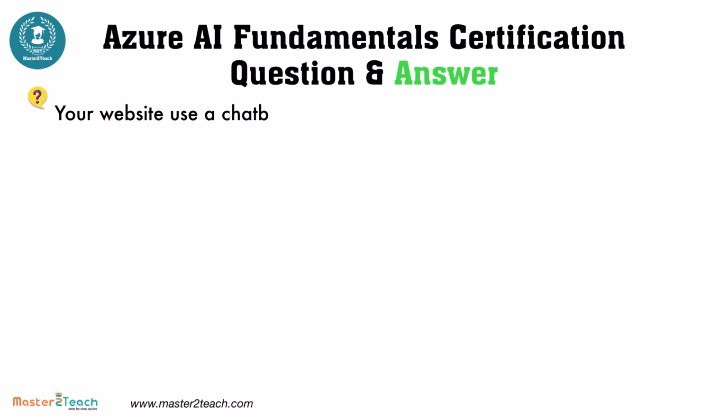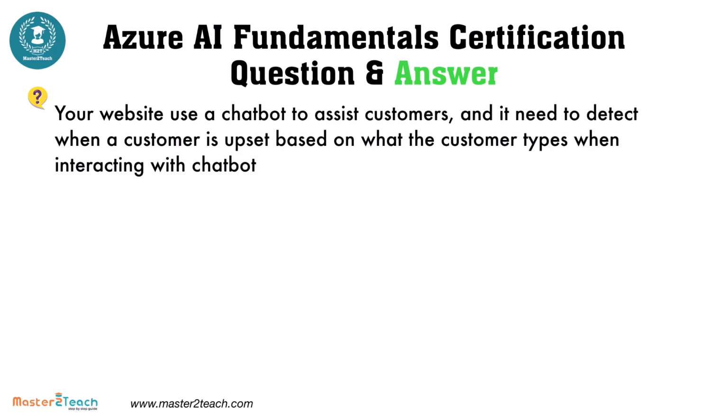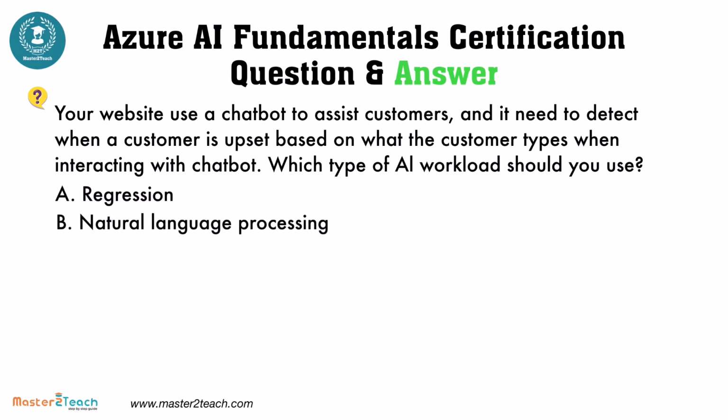Your website uses a chatbot to assist customers, and it needs to detect when a customer is upset based on what the customer types when interacting with the chatbot. Which type of AI workload should you use? The options are A. Regression, B. Natural language processing, C. Anomaly detection, D. Computer vision.